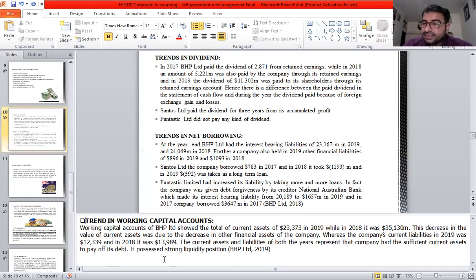whereas the company's current liability in 2019 was 12,339 and in 2018 it was 13,989. The current assets and liabilities of both years represent that the company had sufficient current assets to pay off its debt. It possessed a strong liquidity position, as written in the report of BHP Limited 2019.